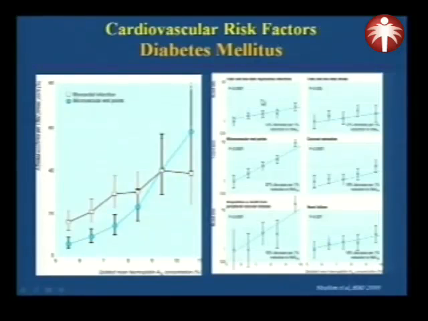Now the good news really: in these patients, if the hemoglobin A1C is reduced by just 1%, you can see a reduction of myocardial infarction by 14% here.